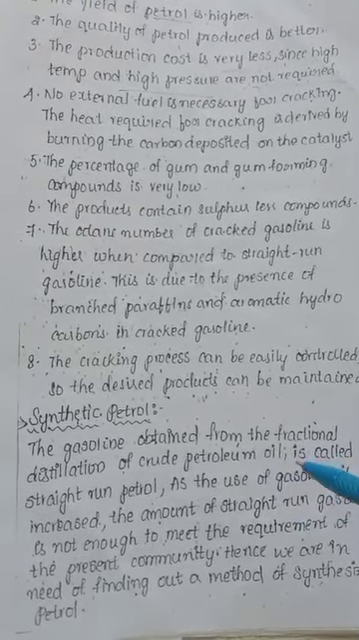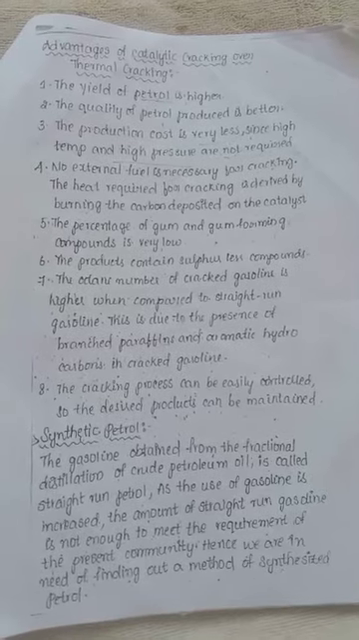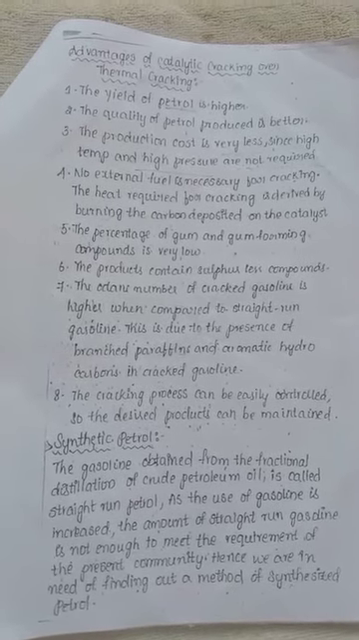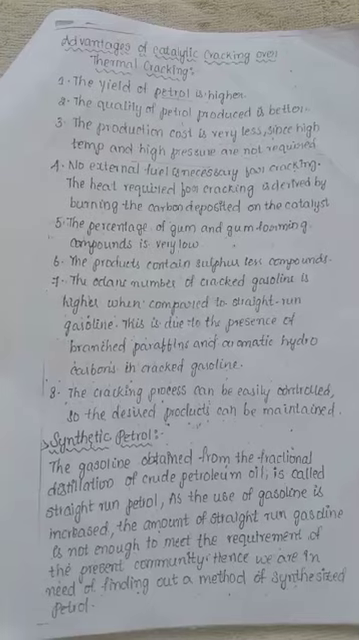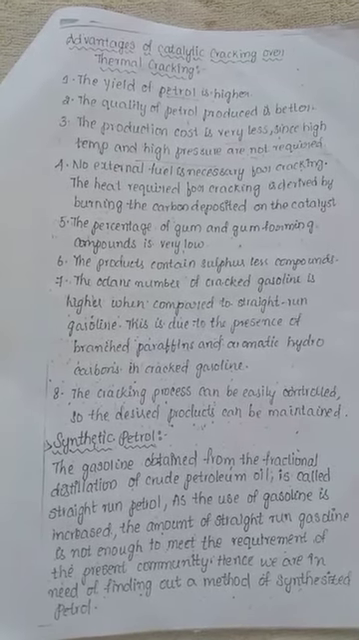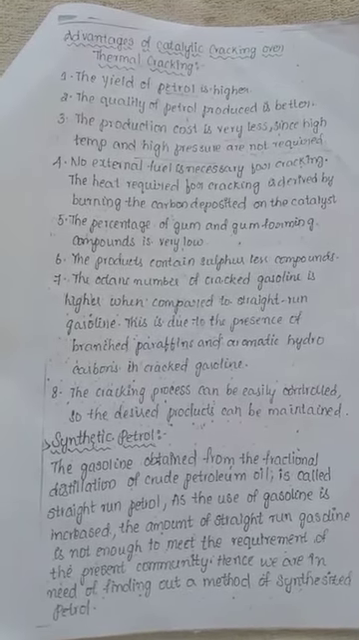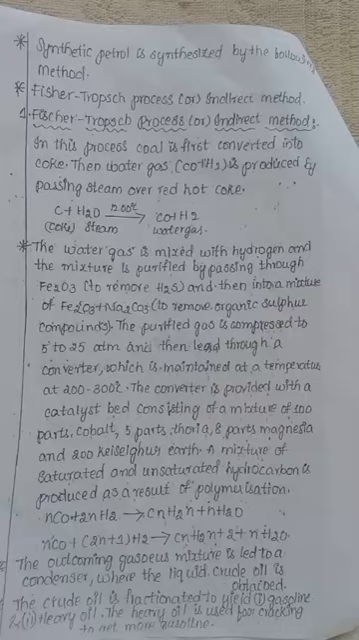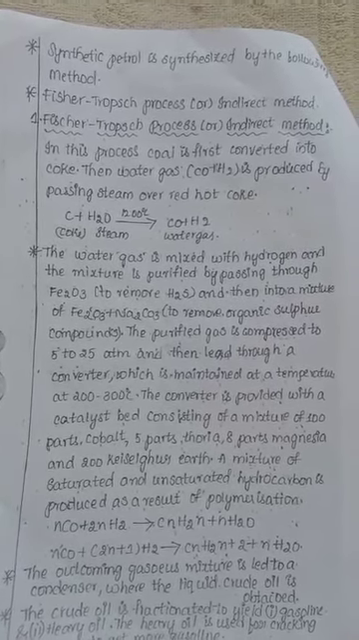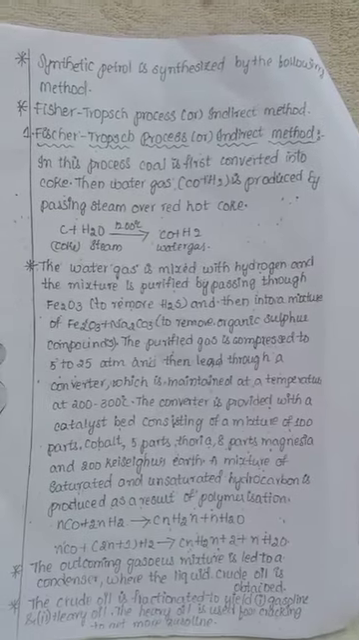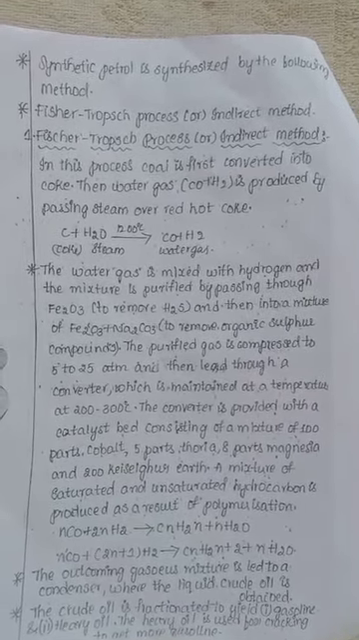Hence, we need to find synthetic petrol, which is the process of synthesizing or preparing petrol in an artificial way. Finding a method of synthesizing petrol is known as synthetic petrol. Synthetic petrol is made in two ways, the direct way and the indirect way. The direct way is not included in the syllabus.